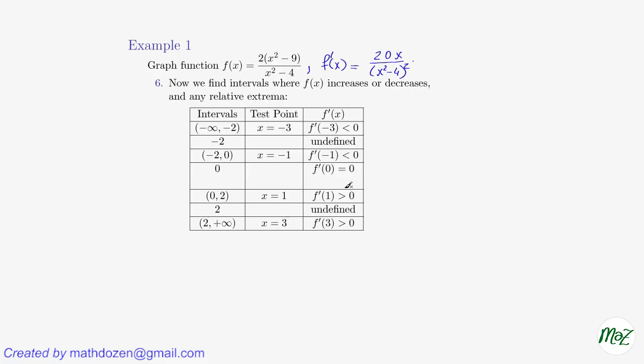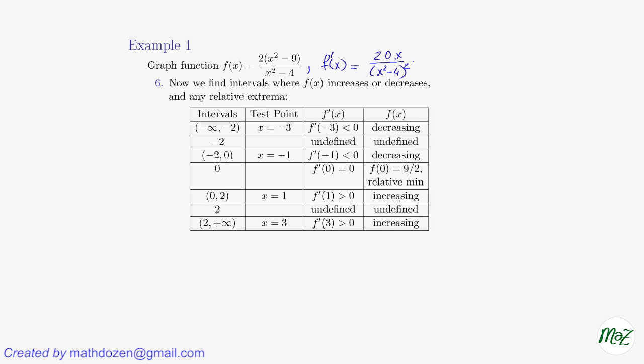At 0, derivative is exactly 0. That's a critical point. At 1, derivative is positive. At 3, derivative is positive as well. What it makes the function do, the function is decreasing whenever the derivative is negative. The function is increasing whenever derivative is positive. And here the function switches from decreasing to increasing. This makes f of 0 to be relative minimum.